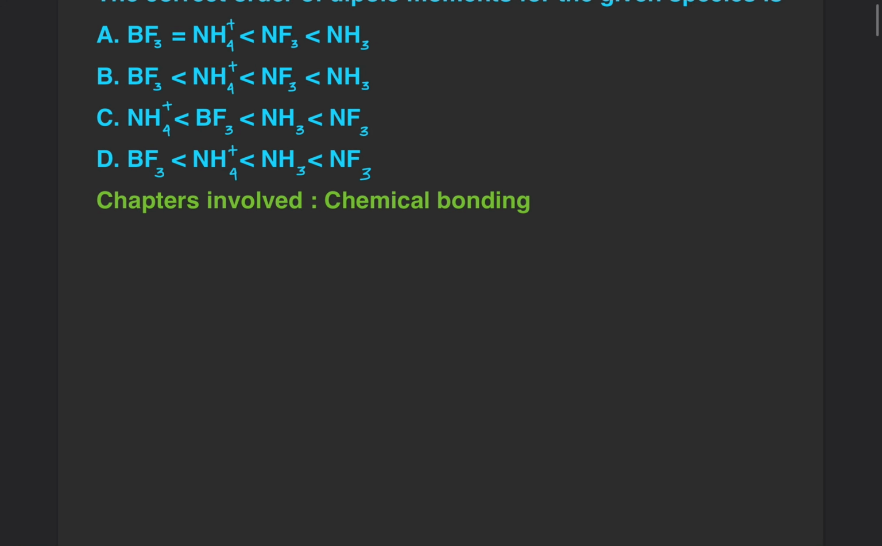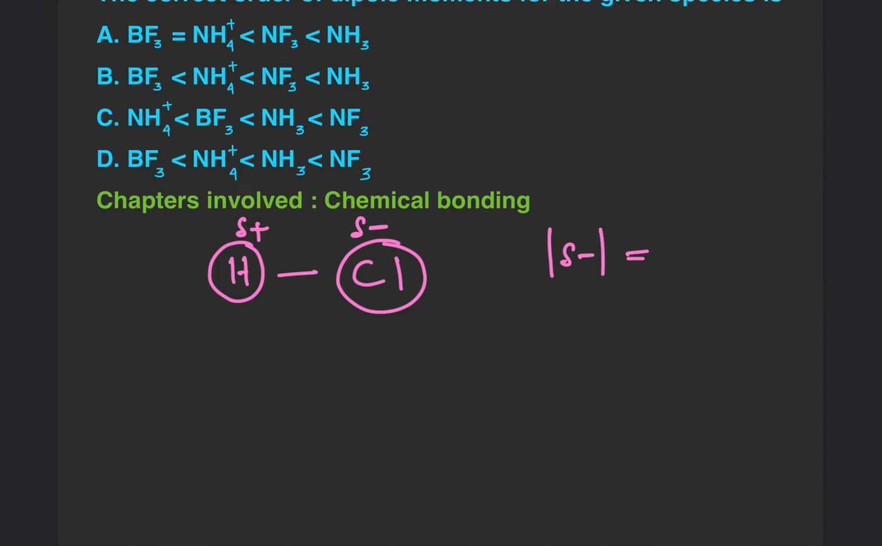So in a polar molecule, for example, let's say HCl, one end of the molecule is negative, that is the Cl end, and the other end, the H end, is positive. That is, it has partial negative charges and partial positive charges, right? And the molecule as a whole is neutral, so the negative charge, delta minus, is equal in magnitude to the positive charge, delta plus, right? That is, the magnitude of the negative charge is equal to the magnitude of the positive charge.